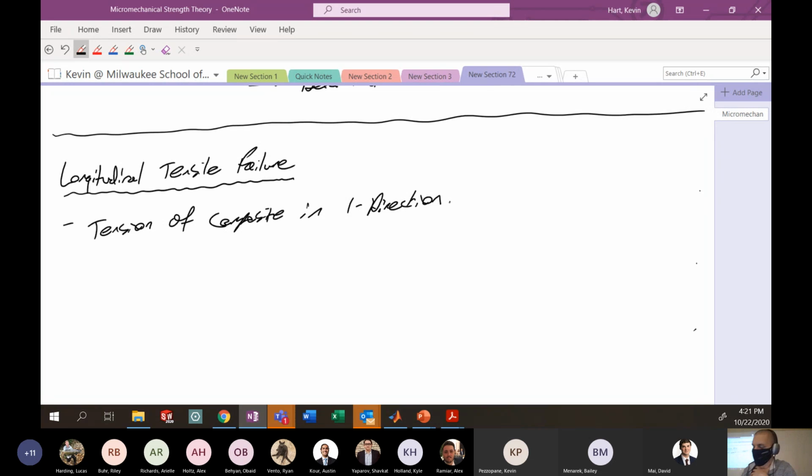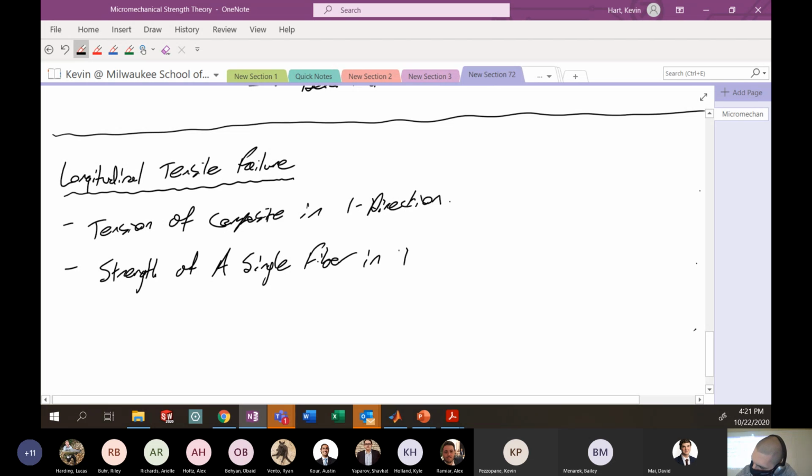So let's define some vocabulary that we're going to use to make our equations go here. We'll say that the strength of a single fiber in tension is given by the variable capital F sub f for fiber, one direction in tension. So capital F for failure, you guys are all familiar with that. Subscript little f for fiber, one direction in tension, right?